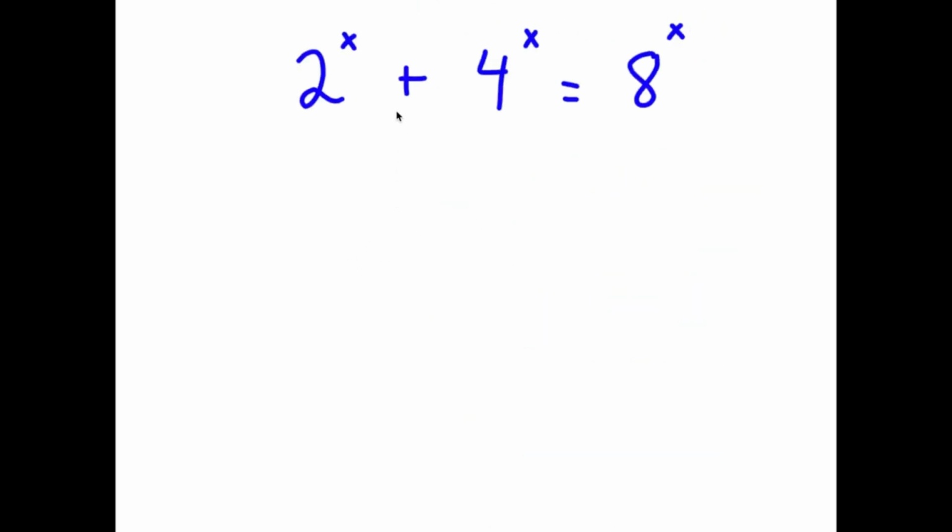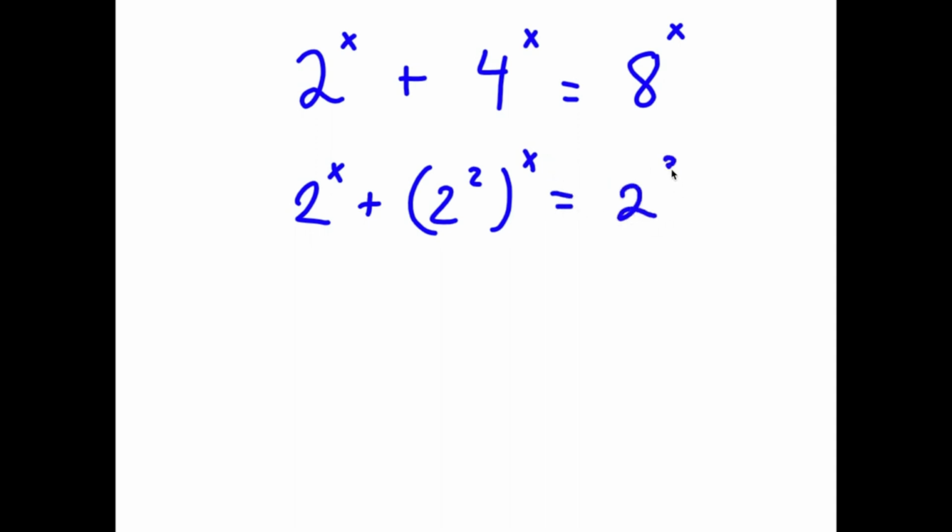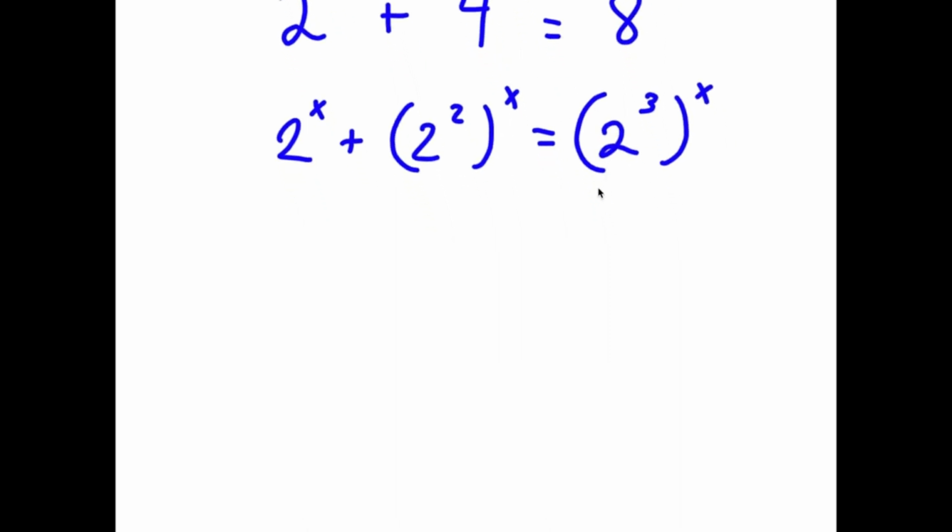Alright, so in this problem, I have 2 to the power of x plus 4 to the power of x is equal to 8 to the power of x. So to solve this, I'm going to first rewrite this as 2 to the power of x plus 2 squared to the power of x is equal to 2 to the power of 3 to the power of x. I rewrote 4 as 2 squared and 8 as 2 to the power of 3.